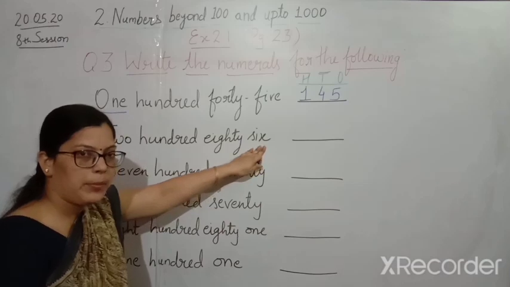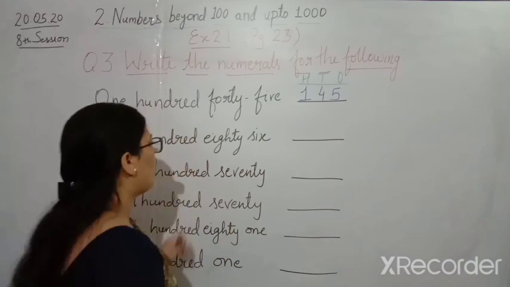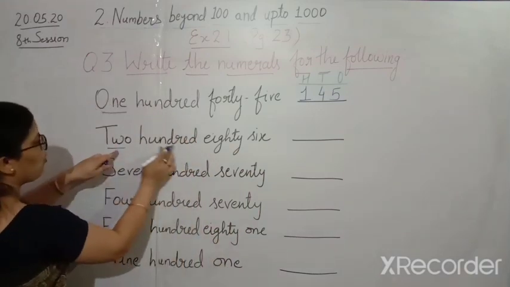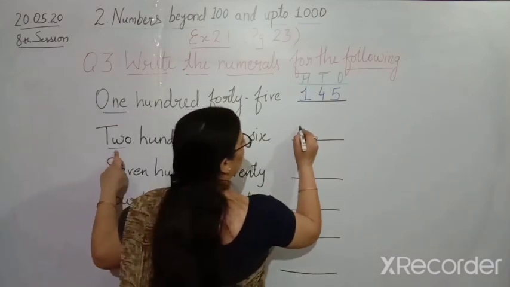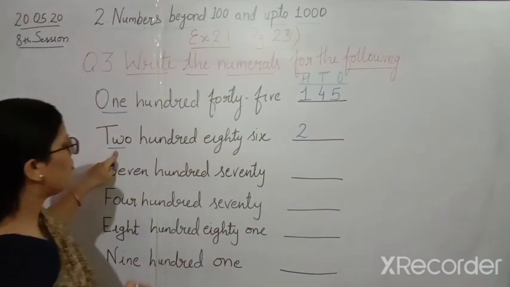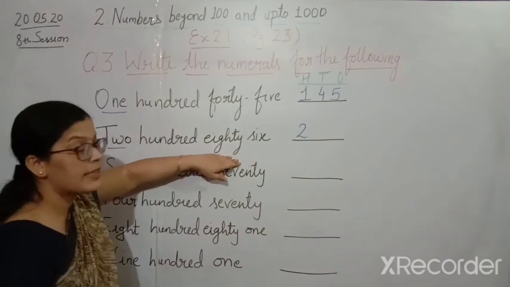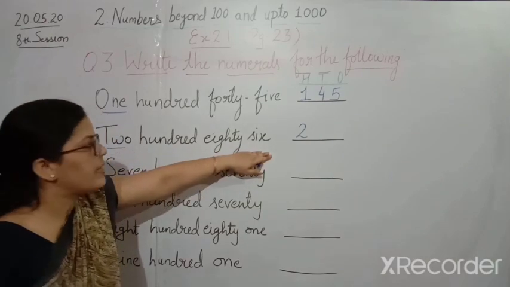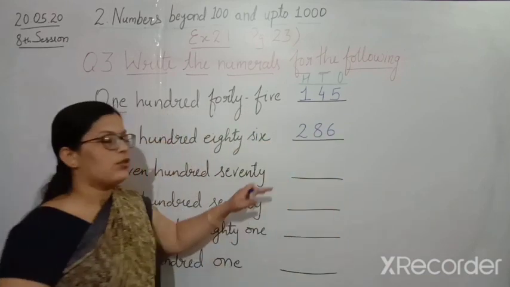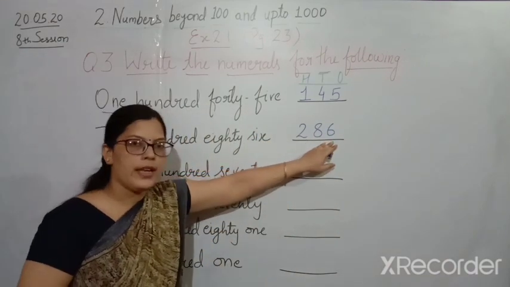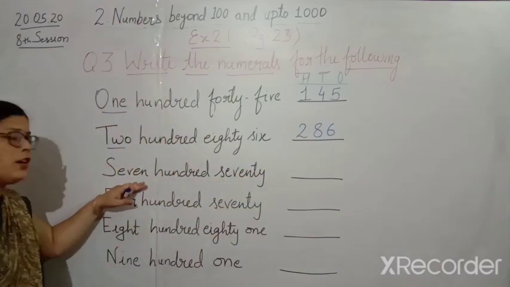Now the next question, 286. The number name is 286. What is given for the hundreds place? 2. 200 means we write 2 at the hundreds place. Now what is given for tens and ones? After 200 it is given 86. So 8 and 6 form the number 86. So what is the number? 286.